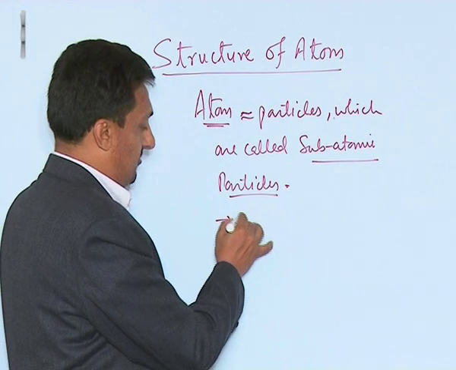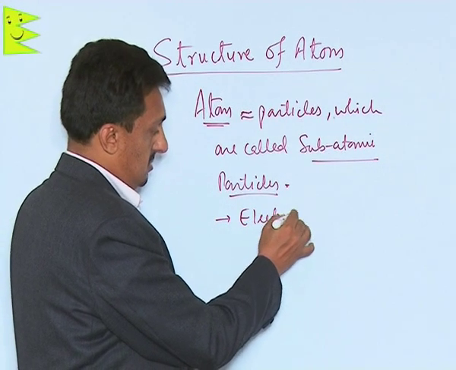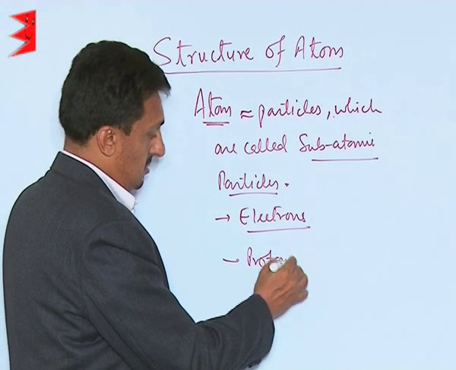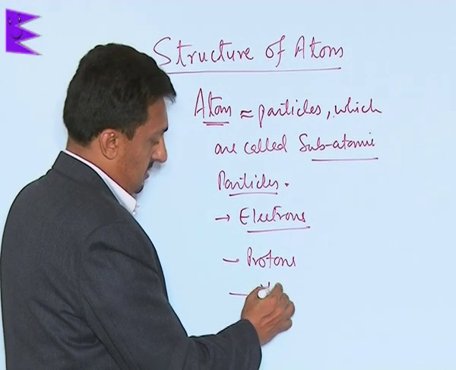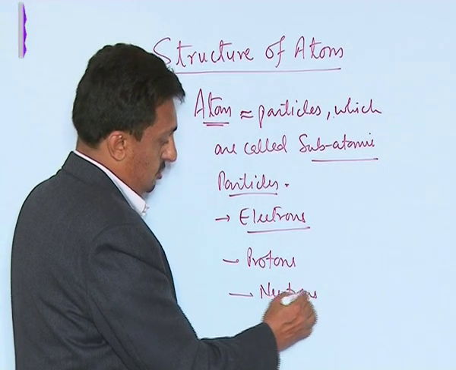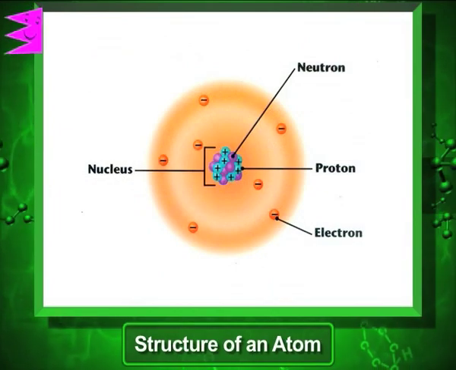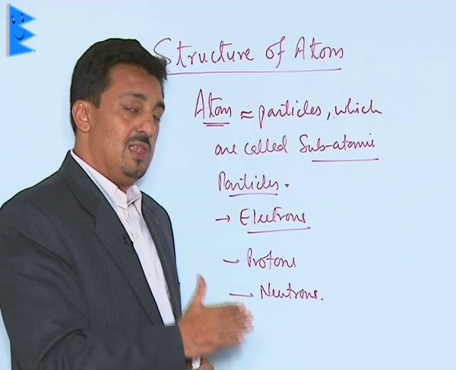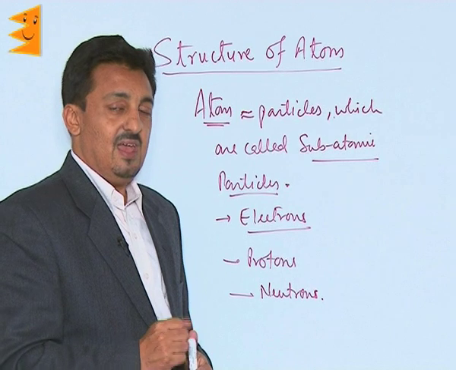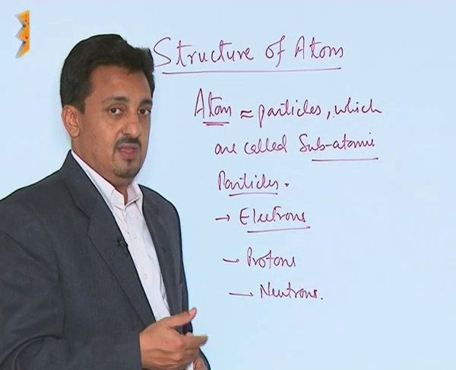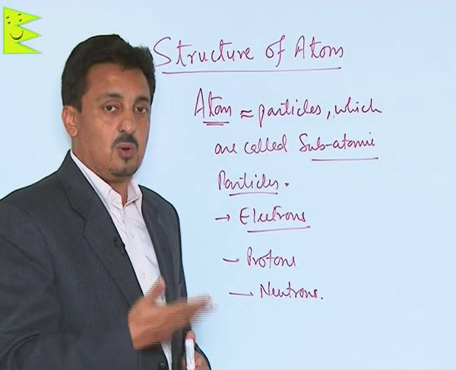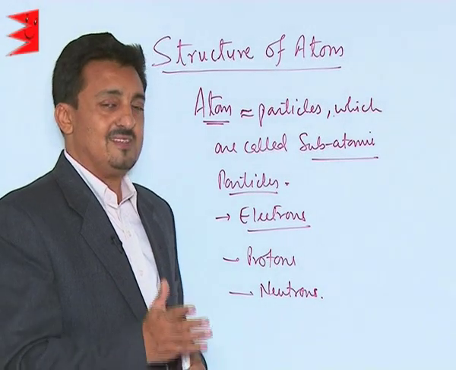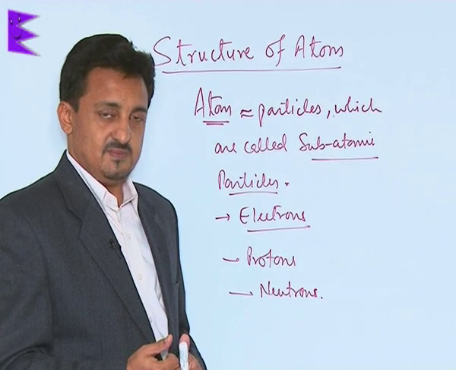this includes electrons, protons, and neutrons. Our syllabus sticks to only these three subatomic particles, else we know that we have been able to discover still smaller particles like quarks, pi mesons, etc. But we will limit our studies only up to these particles.